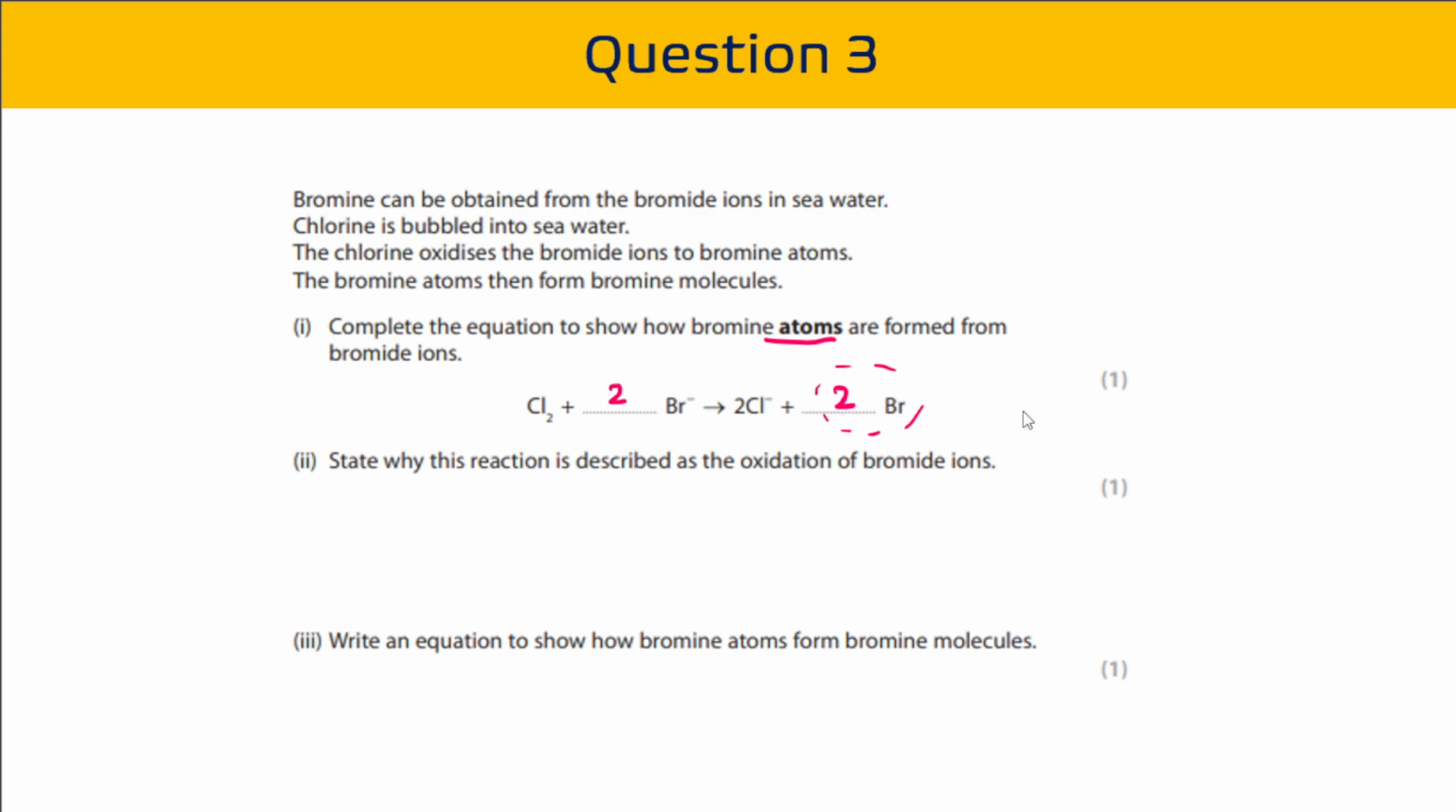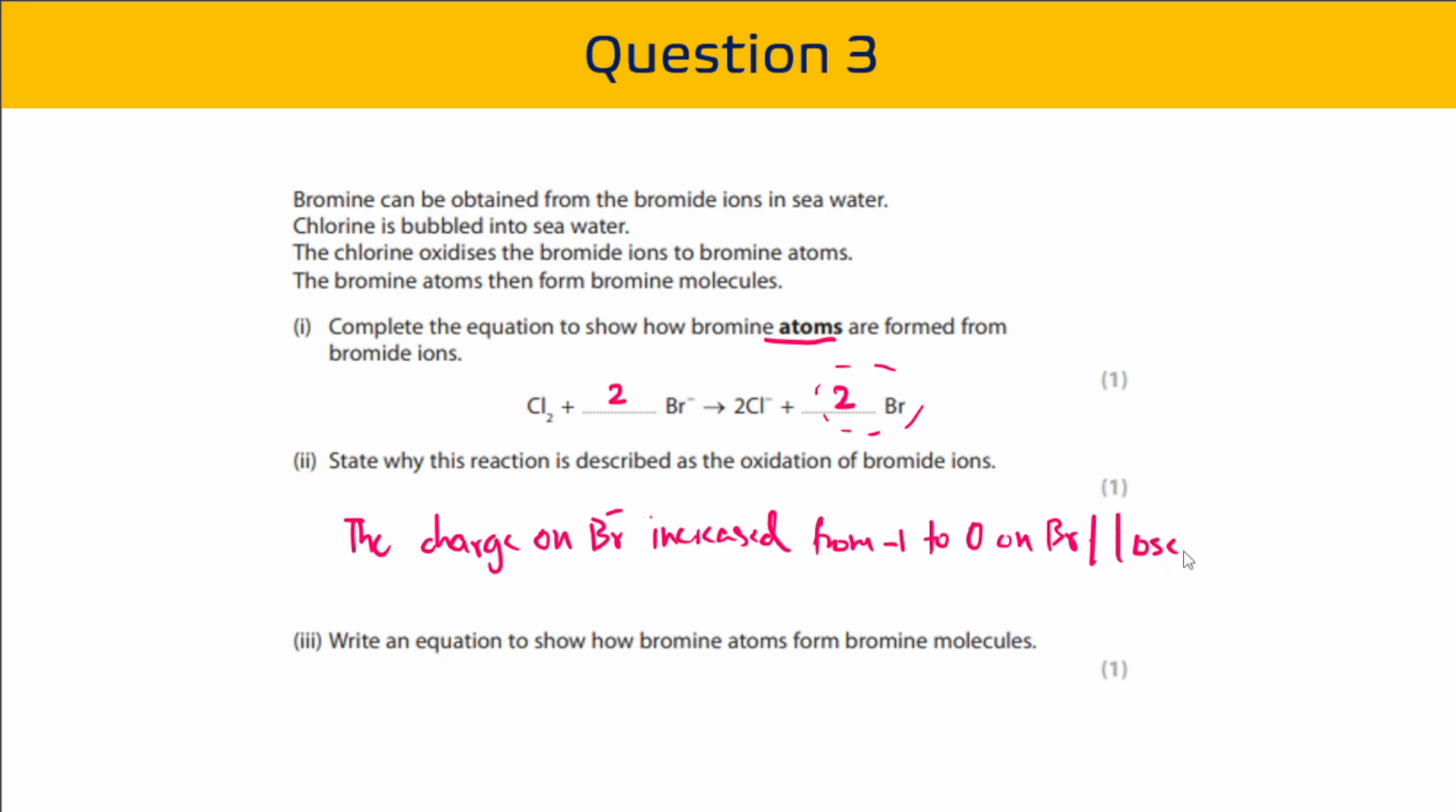State why this reaction is described as oxidation of bromide ions. It's because the charge on Br minus increased from -1 to 0 on Br. Okay, so that's why. So you can also say that it loses electrons. Anything like that is okay. So you get 1 mark here, 1 mark here.